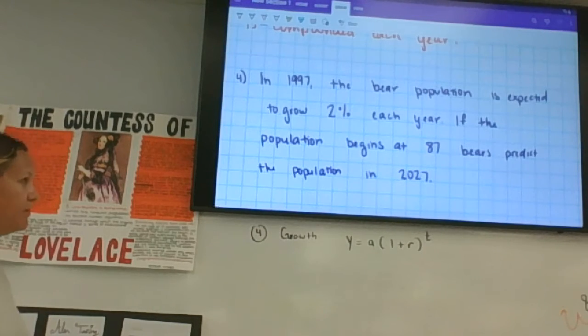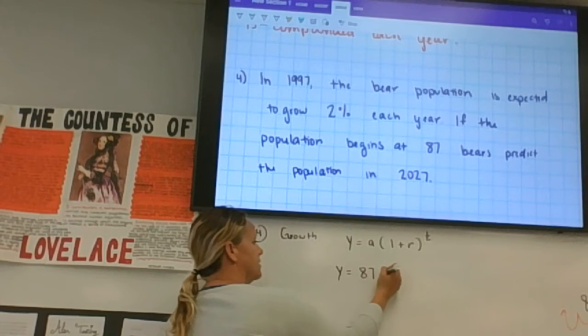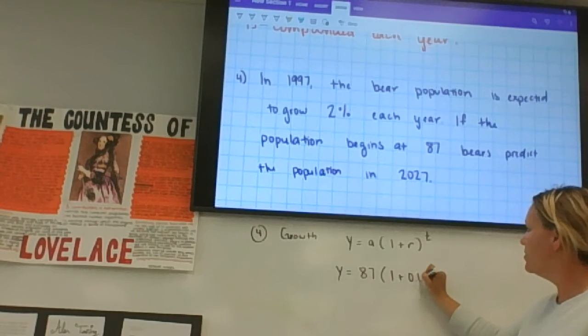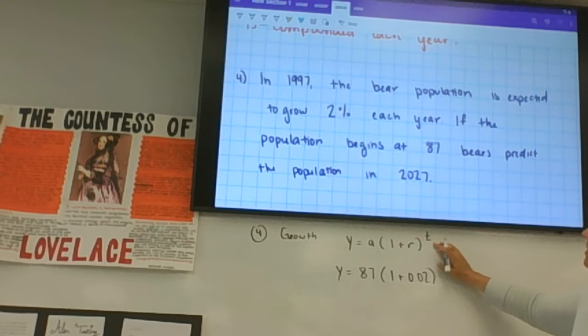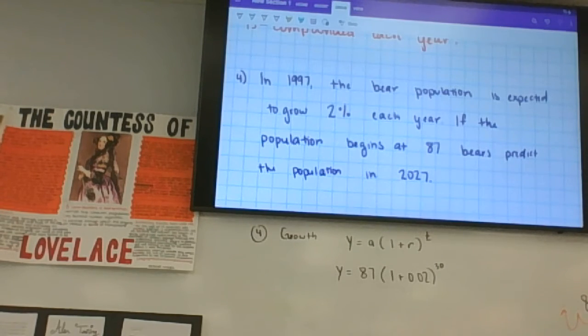So in 1997, the bear population began at 87 bears. What will the population be come 2027? So our initial amount is 87. That's what you put in for the A value. We'll do 1 plus, we don't put 2 in here, we put 0.02. And then for time, it's what? It's 30 years. 30 years between 1997 and 2027. 30 years go by. What will the bear population be?